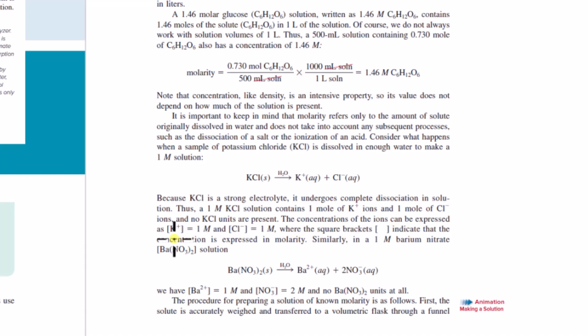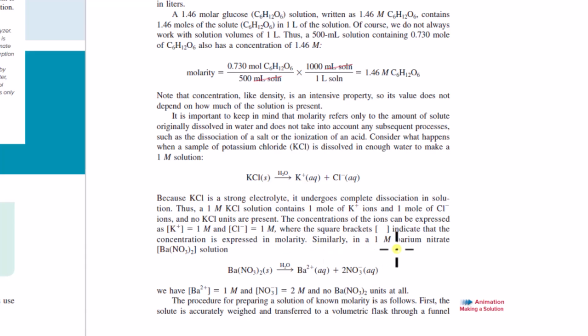So it says that the concentration of the ions can be expressed as the concentration of K plus ions is 1 molarity, and the concentration of Cl minus ions is 1 molarity, where the square brackets indicate that the concentration is expressed in molarity. When you use square brackets like this around an ion or a compound, you're saying that represents the concentration of that ion or compound, but in molarity. This is indicating the molar concentration. That's what square brackets are used for in chemistry.